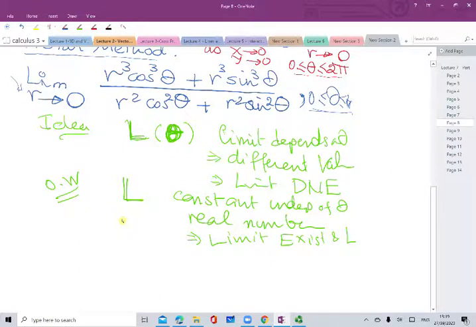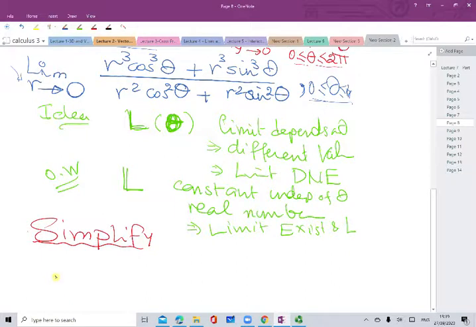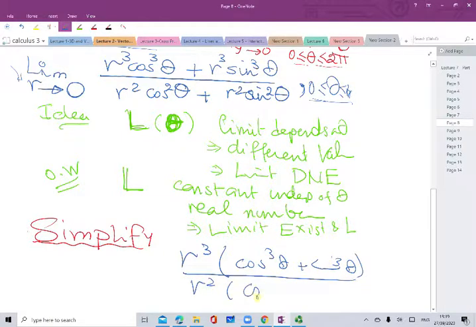Let's do the job. Now we did half of the job: we substituted with the polar relations. We need to simplify. Before substituting, I need to simplify first to be able to arrive at a conclusion. Simplify by r cubed as a common factor: I'll open the bracket, cosine cubed theta plus sine cubed theta, over r squared as a common factor, and I end up with cosine squared plus sine squared.